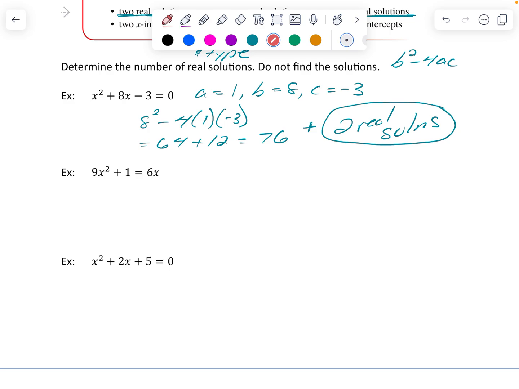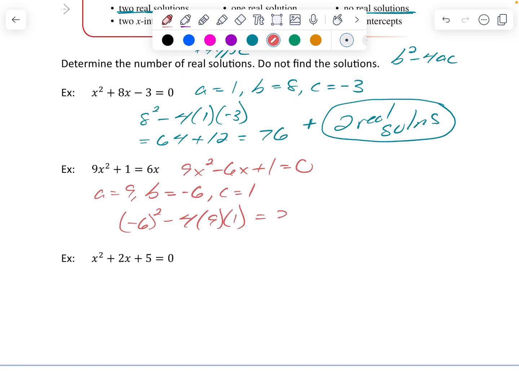For the next one, first of all, we need to make it equal 0. So that's going to give us 9x squared minus 6x plus 1 equals 0. So a is 9, b is negative 6, c is 1. So when we look at b squared minus 4ac, we get 36 minus 36, which is 0. So we get one solution. One real solution.